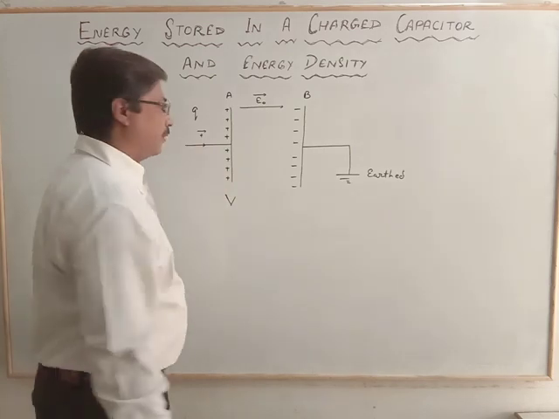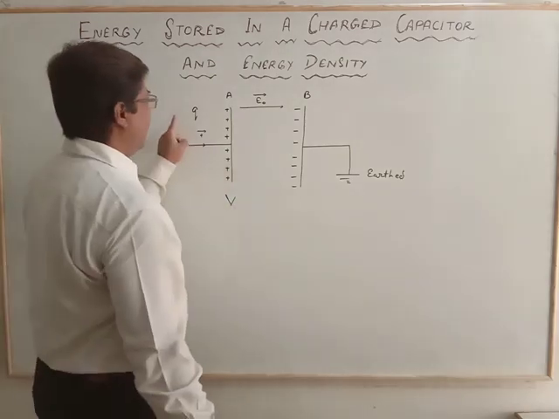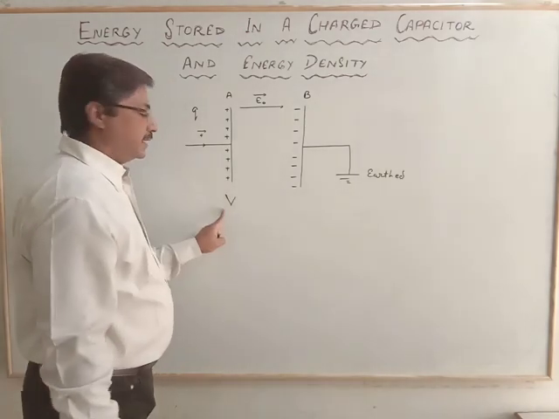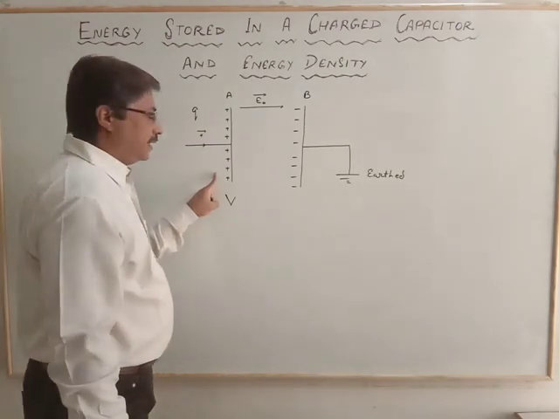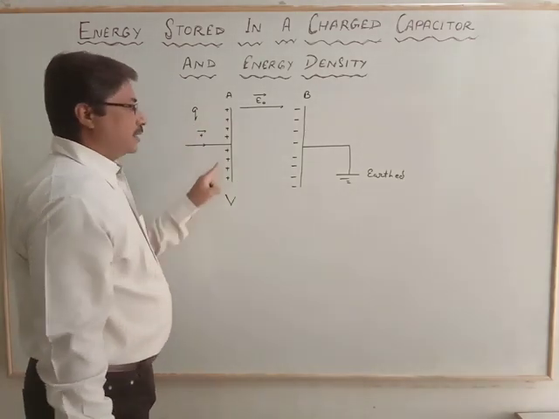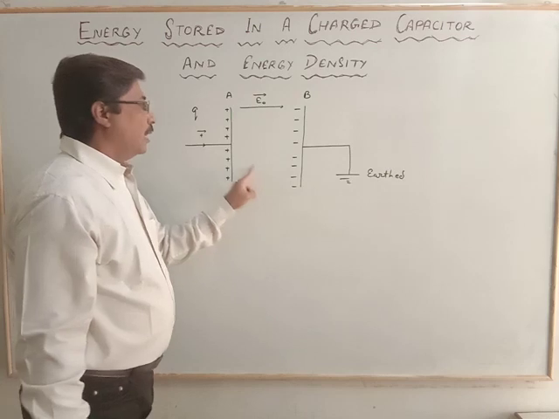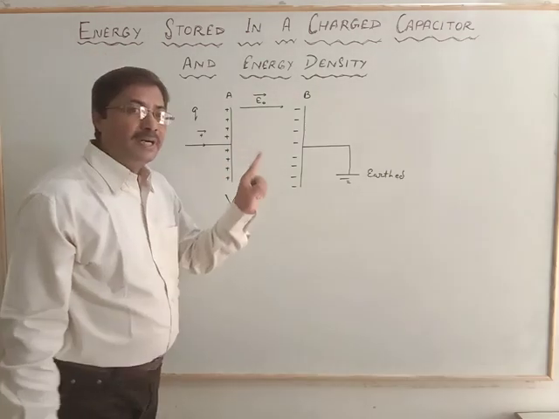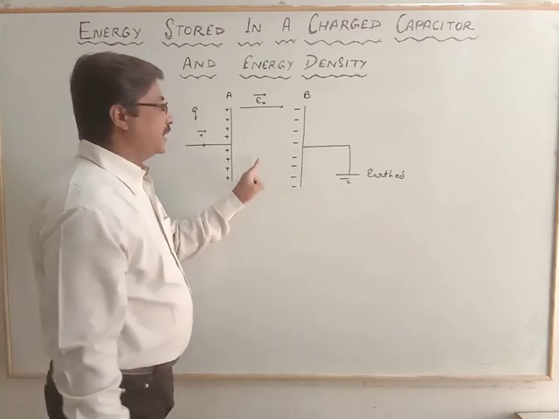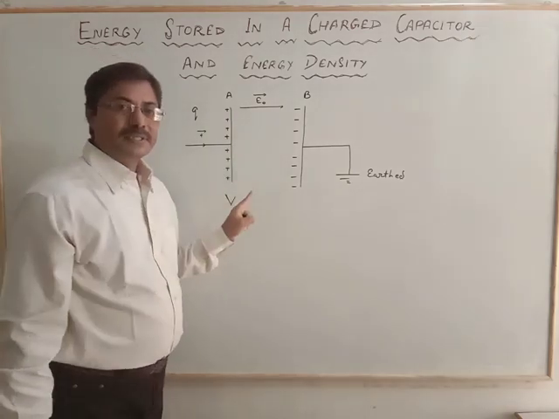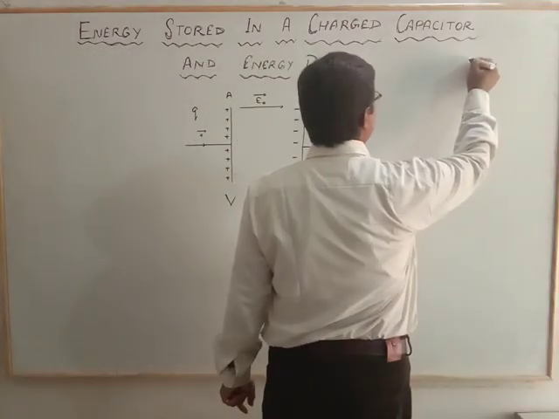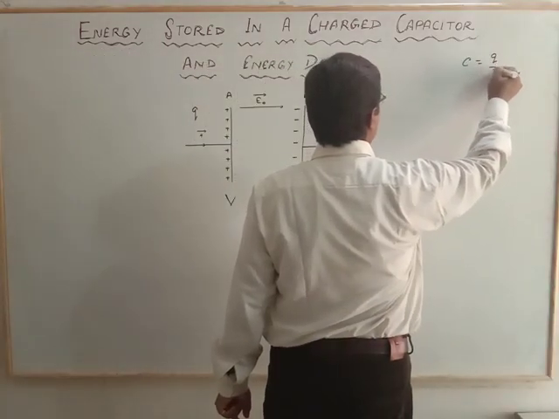The important thing is what? Whenever charge is given, the potential increases. Whenever charge is given, some work has to be done to bring the charge to the plate, and that work is converted to potential energy in the capacitor. One more thing: we know that the capacitance C is equal to Q by V.